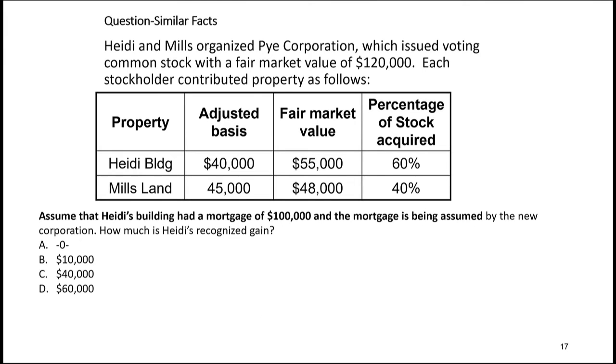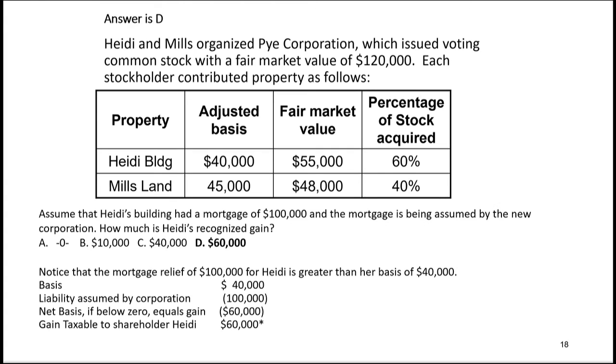So far we looked at this and we said Heidi's building had a mortgage of only $10,000, but what if Heidi's building had a mortgage that was much higher? What if Heidi's mortgage on that building was $100,000 and the basis was only $40,000? What happens now? How much is Heidi's recognized gain? Well, when the mortgage was only $10,000, all we did was reduce the basis from 40 to 30, and we said Heidi didn't have any recognized gain. Can we say that here? Can we say that there's no recognized gain for Heidi when the mortgage is $100,000 and the basis is $40,000? No, we can't do that here.